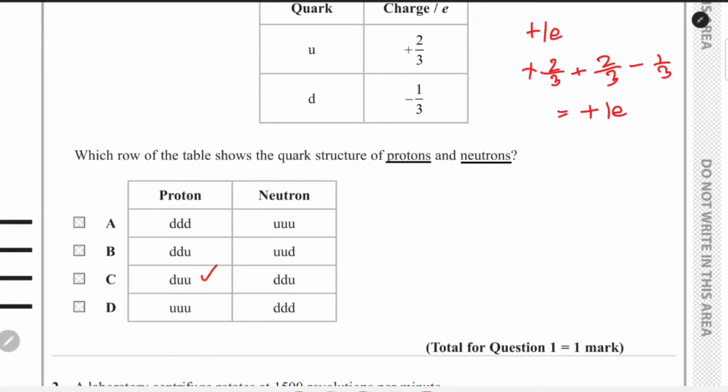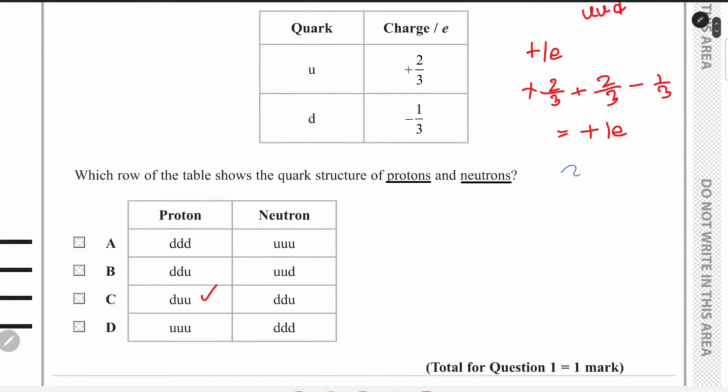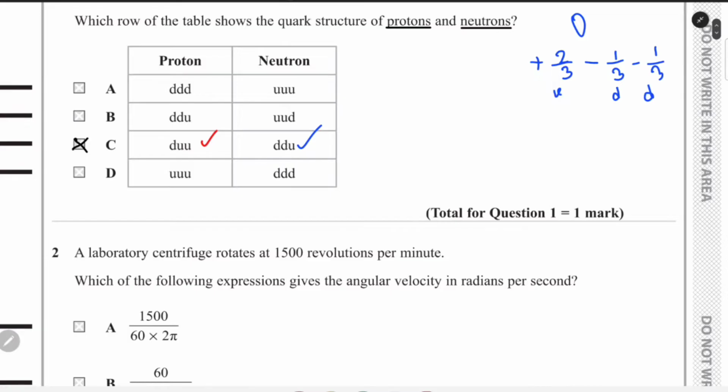So C is the answer. You can also check for neutron. Neutrons have a charge of 0. So if I have one up quark, which is plus 2 by 3, and two down quark, minus 1 by 3 each, then this is a neutron. So I have two down and one up. This matches. C is the answer.